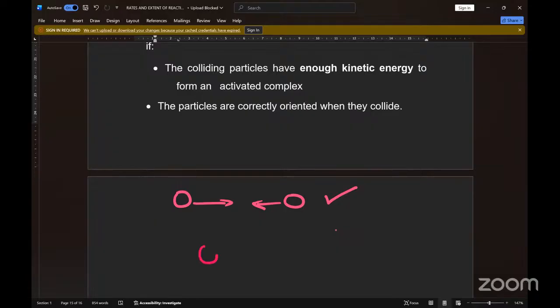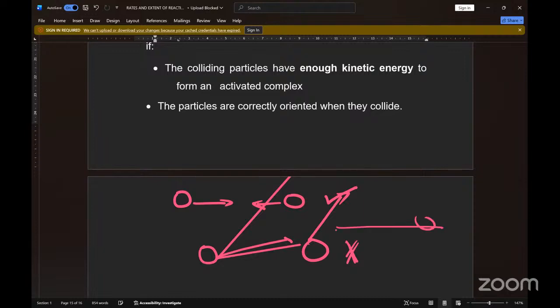However, if you have something like this and another one like this, then this one comes in this direction, just bumps into it like this and goes in that direction. You see, it's not head on. Such a collision is not effective. The orientation is bad. So it always has to be in the same plane. If it's the same straight line, they must come together and hit each other, and that would cause a reaction.